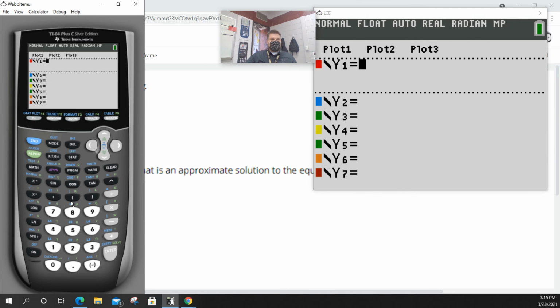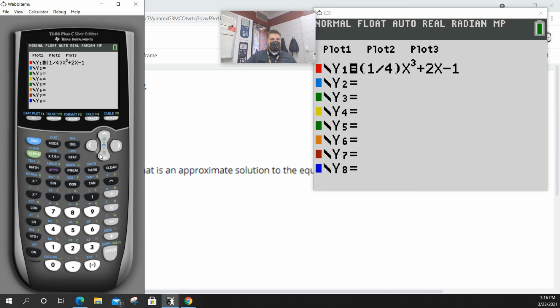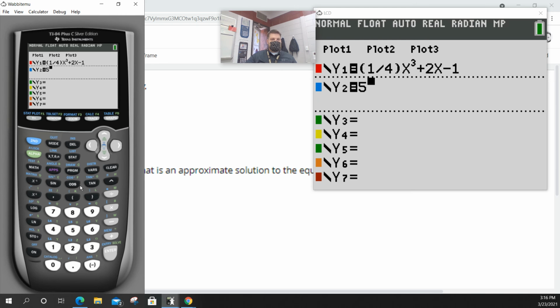I'm going to put this in parentheses, 1 divided by 4 in parentheses times x raised to the third power plus 2x minus 1. And then for my second equation, I'm going to plug in 5 raised to the, in parentheses, x minus 1, close parentheses, right cursor, minus 3.